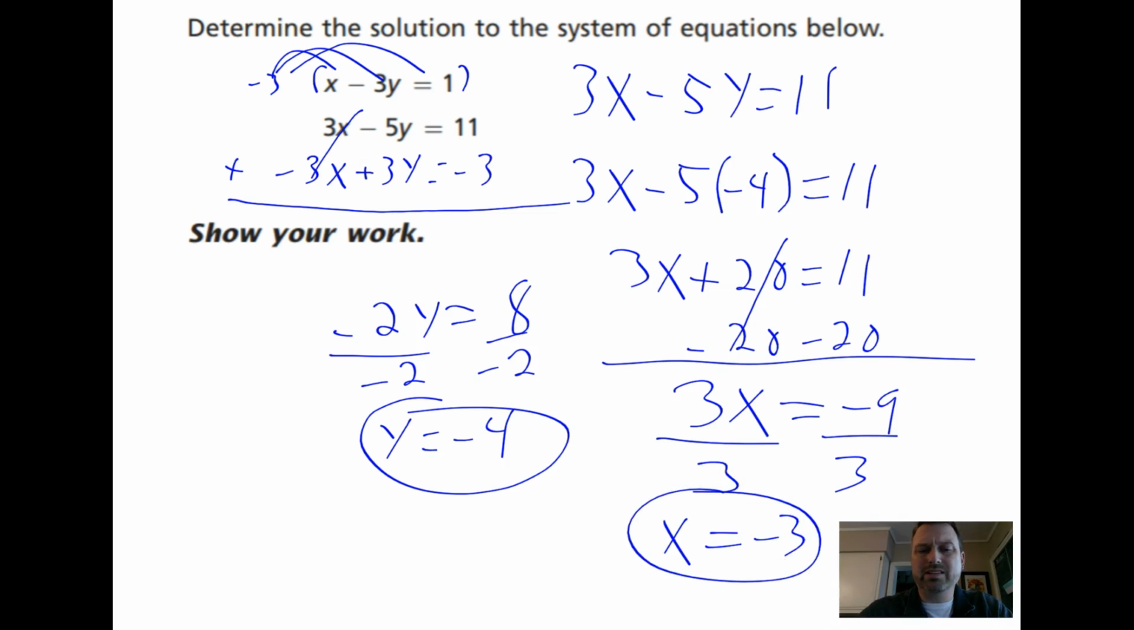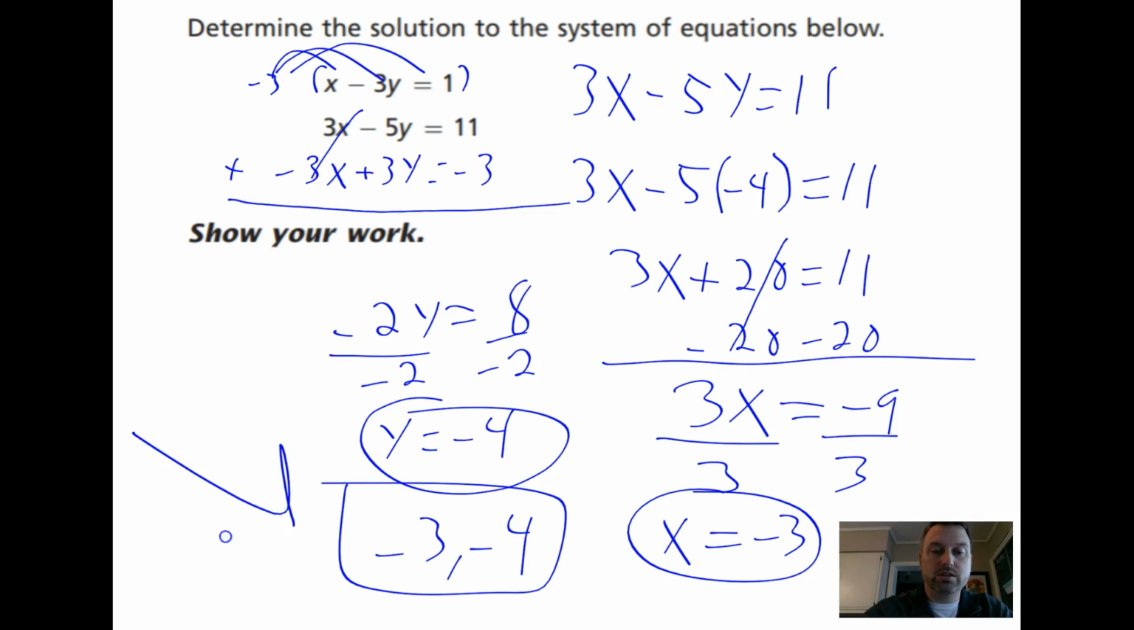You might be like, wait a minute, is it negative 4 or is it negative 3? What's going on? It's the ordered pair. If you were to graph these two lines, they would cross at the point negative 3, negative 4. So that's your solution. Put them in parentheses as an ordered pair.